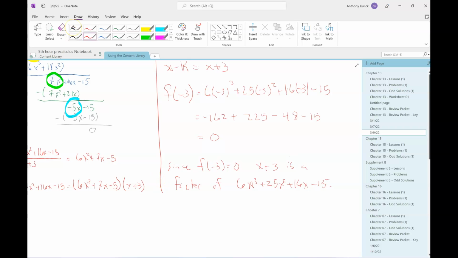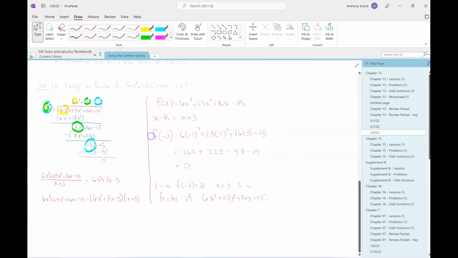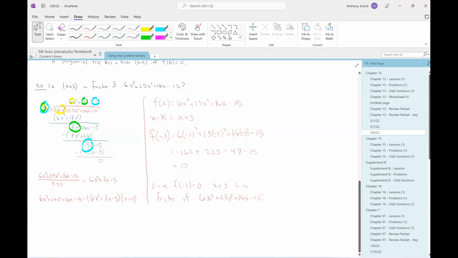Now, if I compare those two methods on the left and the right, which one was easier to do? The one on the right. Which one gives us more information, though? The one on the left. The one on the left not only tells me x plus 3 is a factor, but it also tells me what the other factor is, which is potentially quite useful.